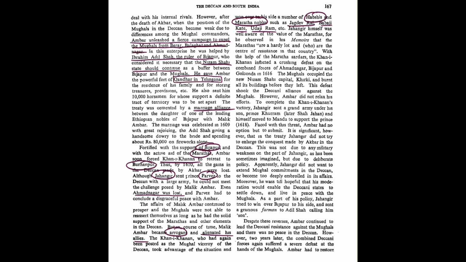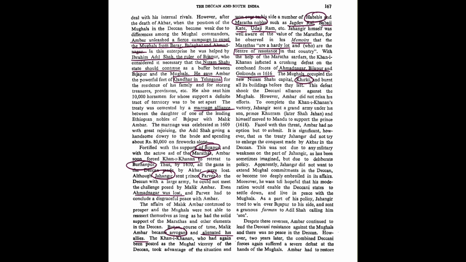Jahangir himself was well aware of the value of the Marathas, for he observed in his memoirs that the Marathas are a hardy lot and are the center of resistance in the country. With the help of Maratha sardars, Khan-i-Khanan inflicted a crushing defeat on the combined forces of Ahmednagar, Bijapur, and Golconda in 1616. The Mughals occupied the new Nizam Shahi capital, Khirki, and burned all its buildings before they left. This defeat shook the Deccani alliance against the Mughals.